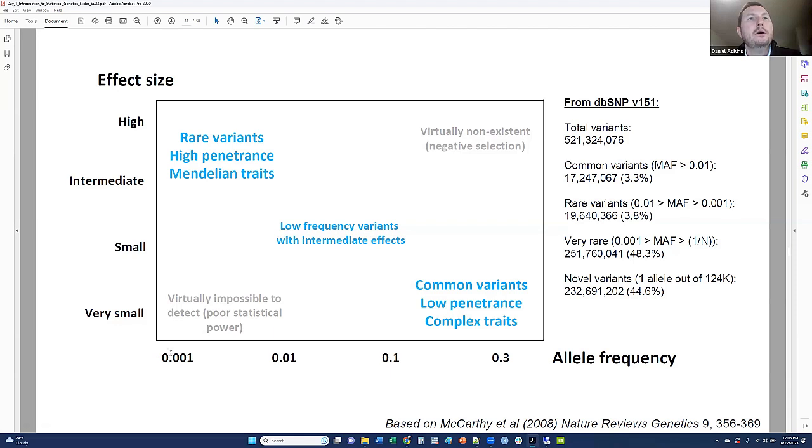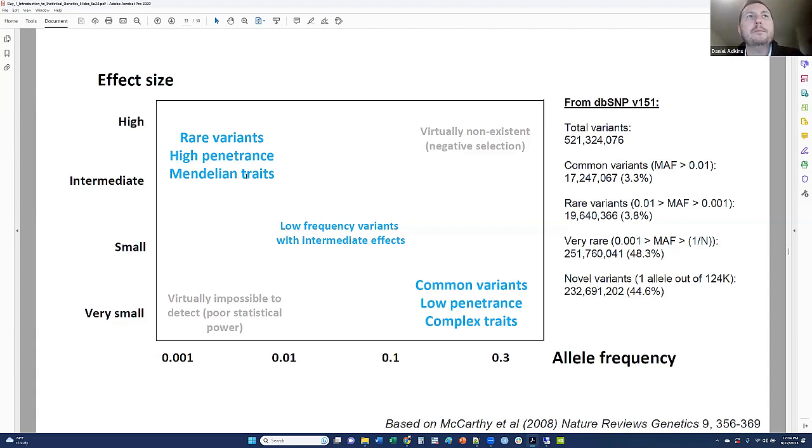Rare variants, by definition, have low allele frequencies, low minor allele frequencies, meaning the rarer of the alleles rarely appear in the population. So the allele frequency of rare variants is quite low, but oftentimes their effect sizes can be quite large. Rare variants can have big phenotypic effects, which we describe as high penetrance here. And a lot of Mendelian traits, medical syndromes, Rett syndrome or Angelman syndrome, all these medical syndromes that you may have heard of.